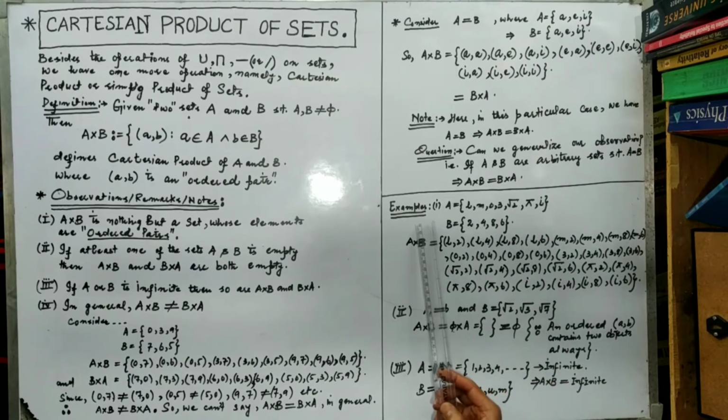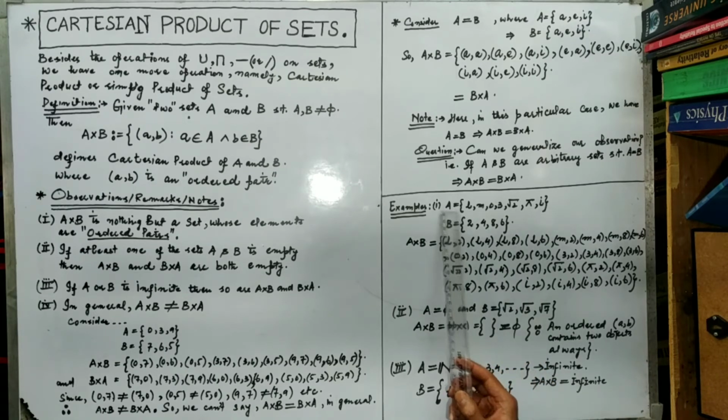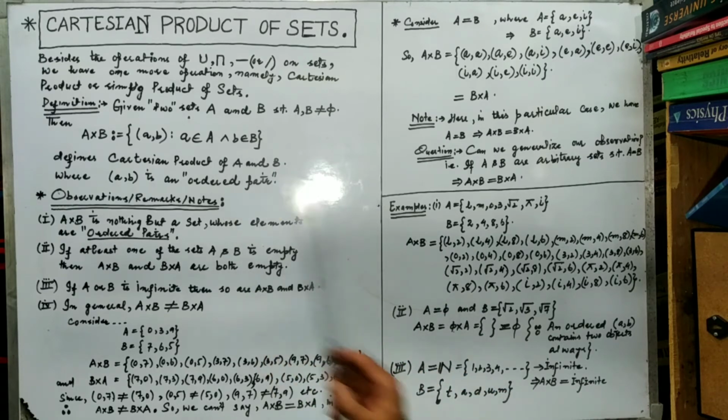Now I have some examples here, and my first example consists of these two sets A and B. These are the elements of the set A, and these are the elements of the set B. After applying this definition to this particular example, I get A cross B like this. This is the Cartesian product A cross B of the sets A and B.